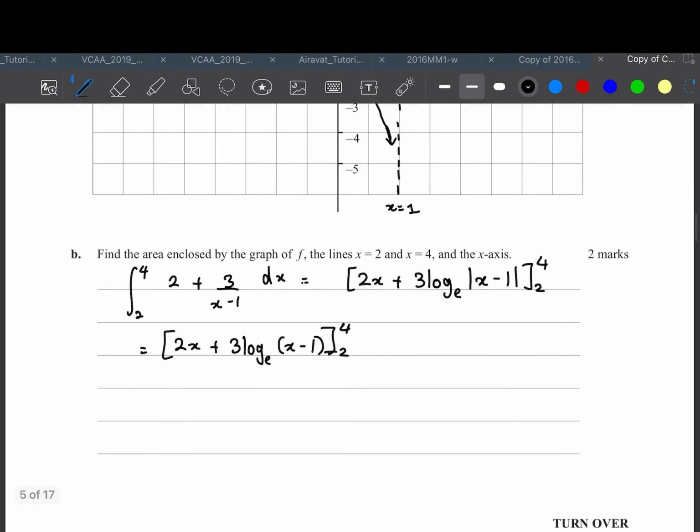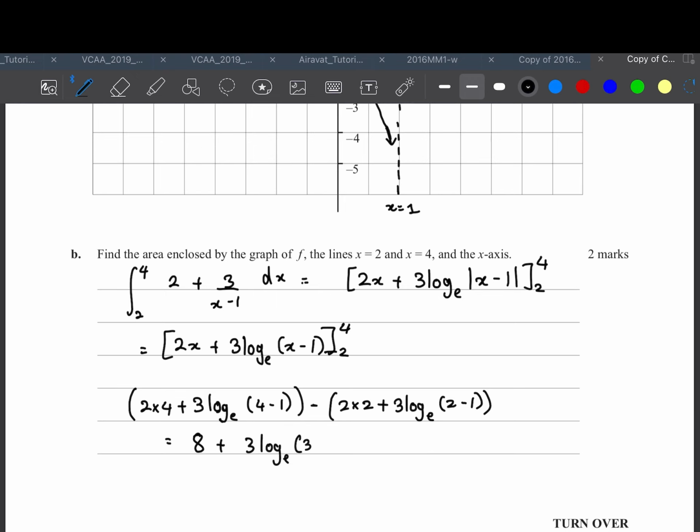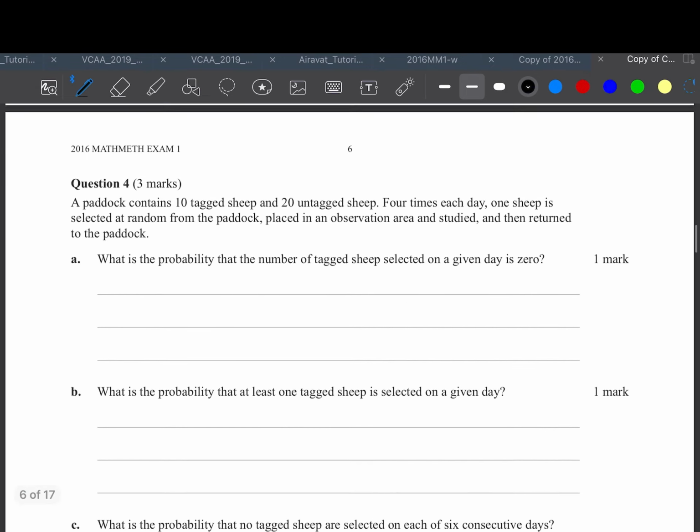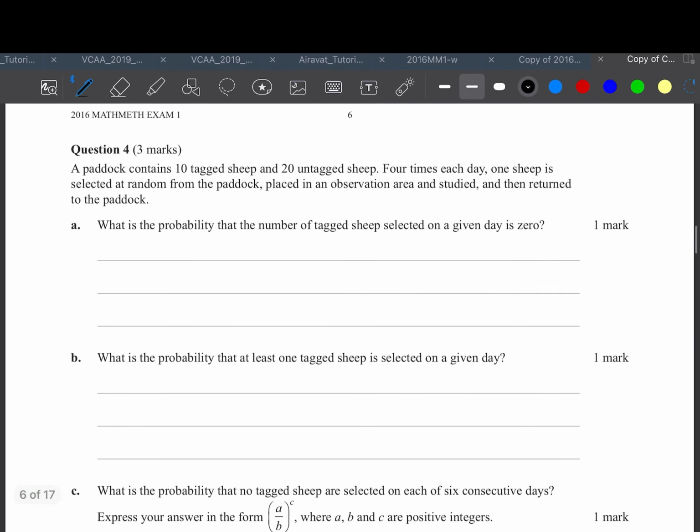Now we'll just substitute the terminals in: 2 times 4 plus 3 log base e of 4 minus 1, minus 2 times 2 plus 3 log base e of 2 minus 1. So this will become 8 plus 3 log base e of 3 minus 4. So our final answer is just going to be 4 plus 3 log base e of 3. So that's how you do this question. Hopefully it made sense. Now let's move on to question number 4.